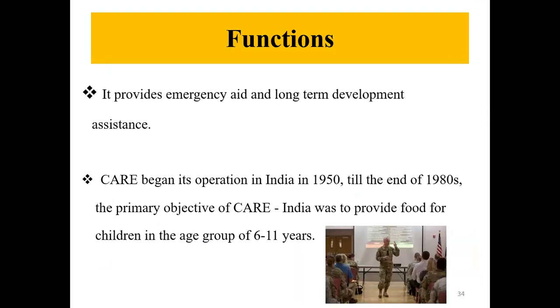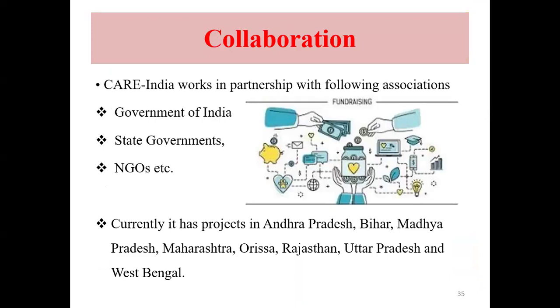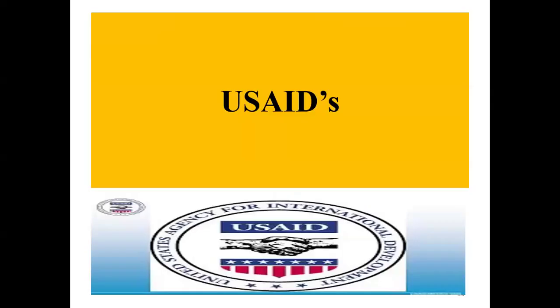It began its operation in India in 1950 to 1980s to provide food for children in the age group of 6 to 11 years. Collaboration: it works in partnership with the following associations: Government of India, state governments, NGOs. It has its projects in Andhra Pradesh, Bihar, Madhya Pradesh, Maharashtra, Odisha, Rajasthan, Uttar Pradesh, and West Bengal.